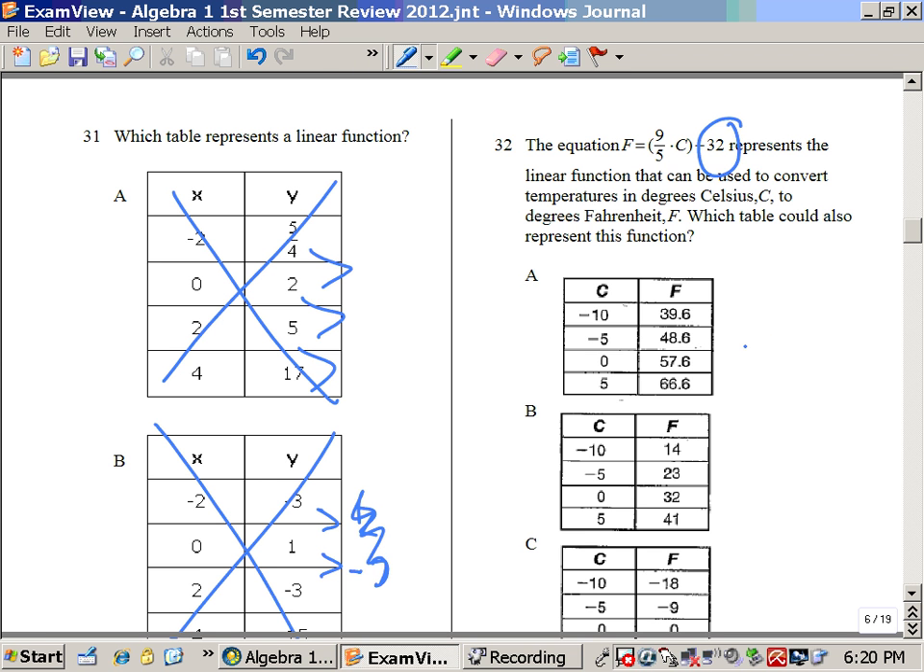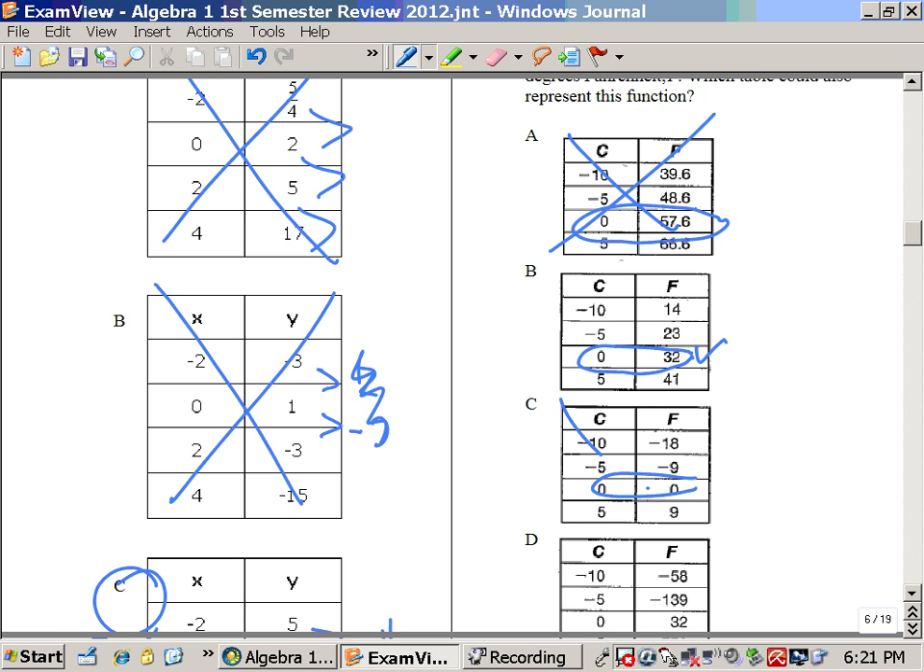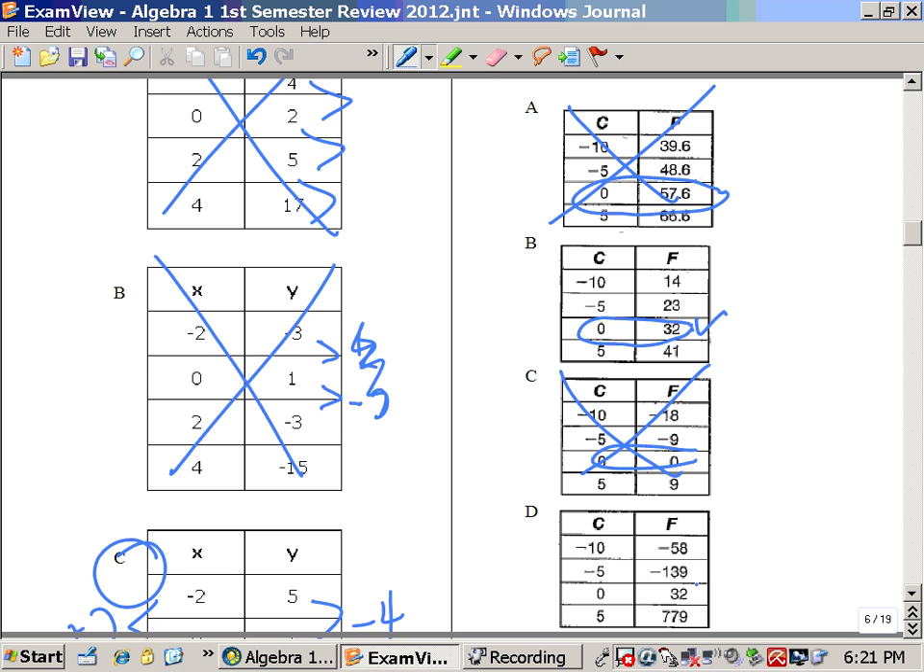On number 32, I can see that the y-intercept is 32. So I'm going to look in all of the tables and try to find one that has a y-intercept of 32. Looking at A, that's the y-intercept. It's not 32, so I know it's not right. Looking at B, this one could be right because that has a 32. And then on C, 0, that cannot be right. And on D, this one could possibly be right because that's 32.